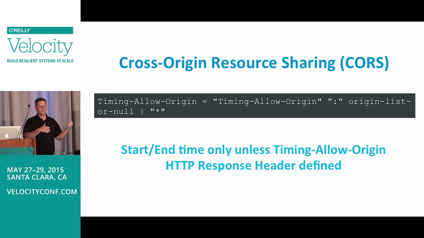The caveat that I mentioned for a second there was that you have to have this Timing-Allow-Origin HTTP response header defined for the domain that you're serving the asset from in order to see the component level breakdown. Otherwise, what you see is just the duration for this resource, which is still great and still really good information, but it's not going to be quite as specific and quite as componentized, if you will, as if you had the cross-origin resource defined.